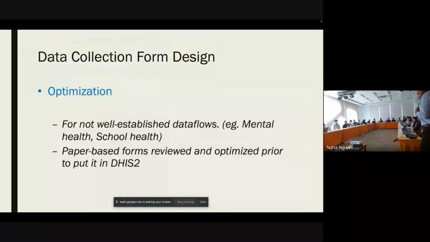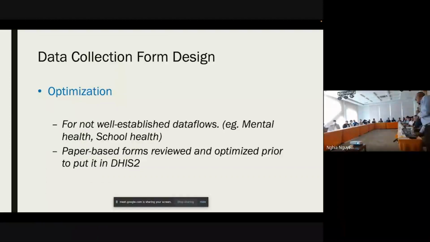And then sometimes we have systems with a not well established workforce, for example, the mental health system and the school health data that we collected in Sri Lanka and digitized in about 2018. In those days we could actually review the paper-based formats and make some suggestions, because the ministry was accepting the feedback.